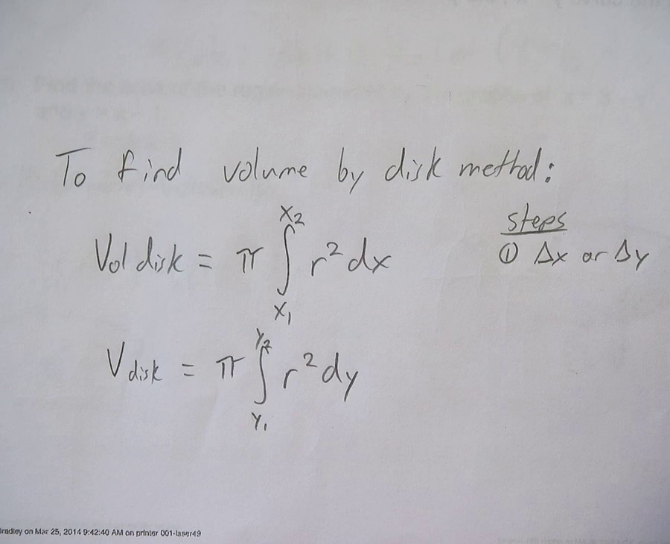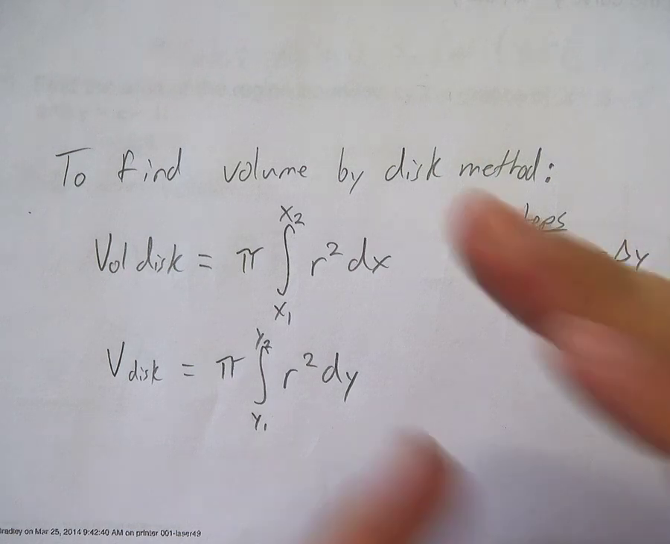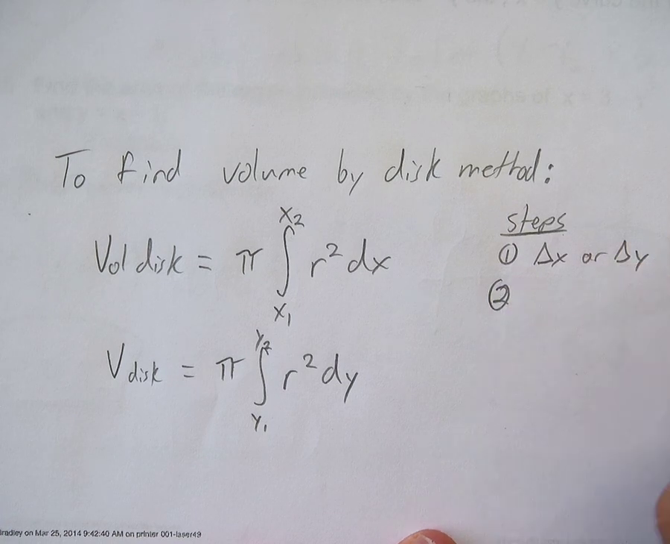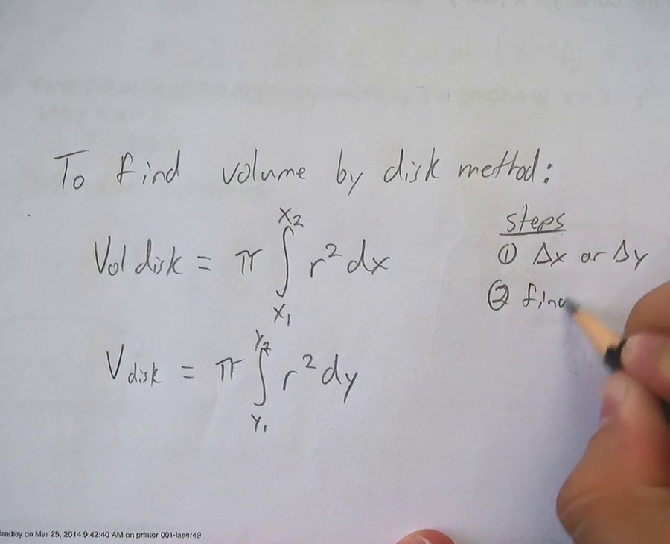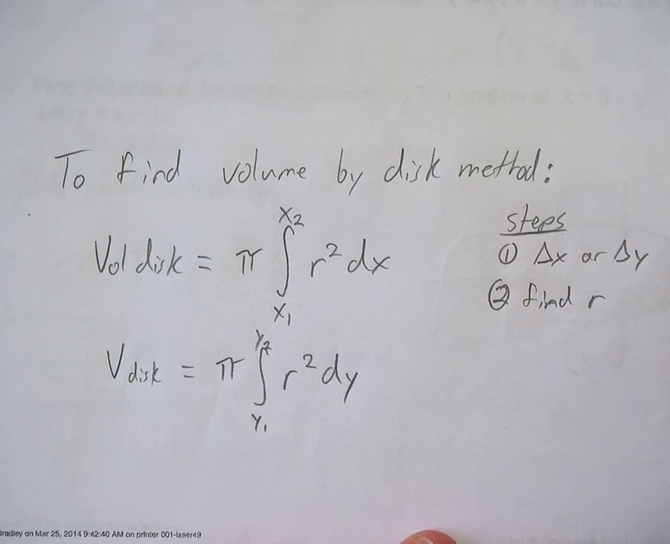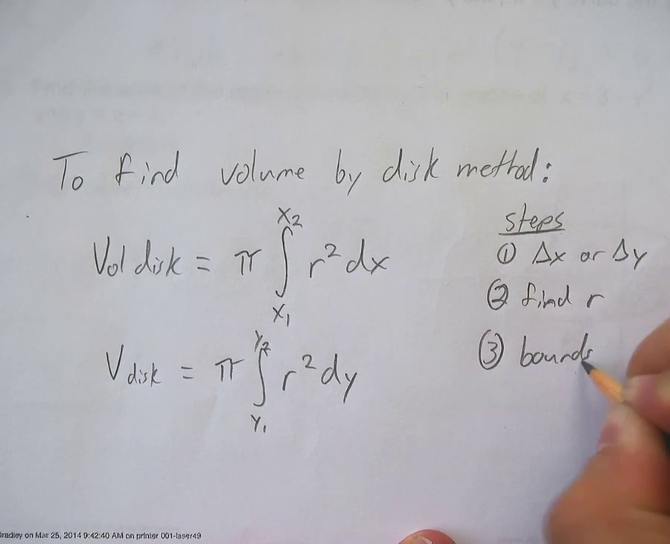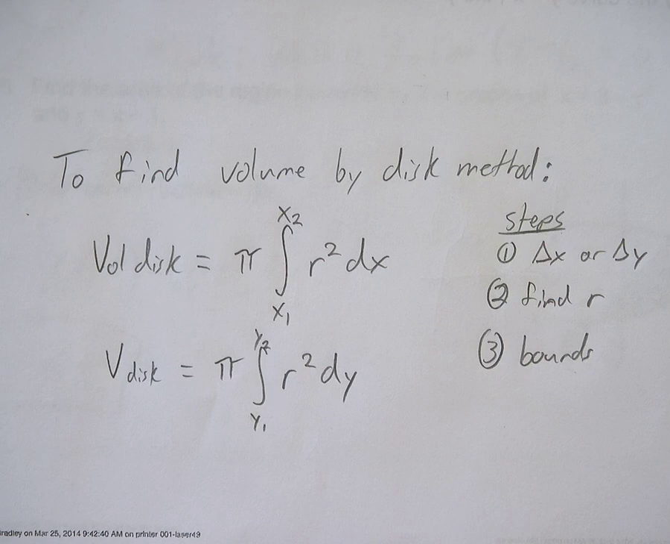So your first step is to figure out, is it with respect to y or is it with respect to x? That's integrating top to bottom or right to left. Remember, we kind of talked about that the other day. Your second step is to find r. And your last step is to figure out your bounds, your limits of integration. All right?